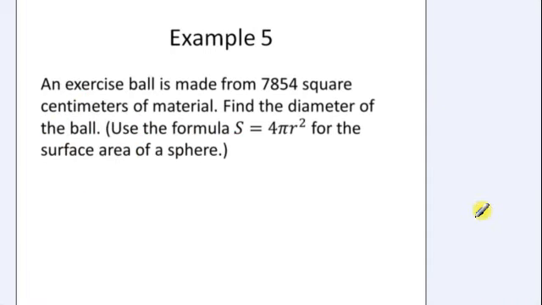A lot of formulas involve powers, so this will be a common application of this concept. Let's look at one more example. An exercise ball is made from 7,854 square centimeters of material. Our goal is to find the diameter of the ball. We're going to use the formula for surface area, which is the surface area of a sphere is 4 pi r squared. And so I'll start out with plugging in what I know into the equation. So I know that's the surface area of the exercise ball.